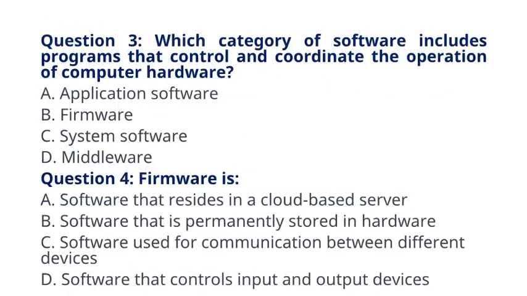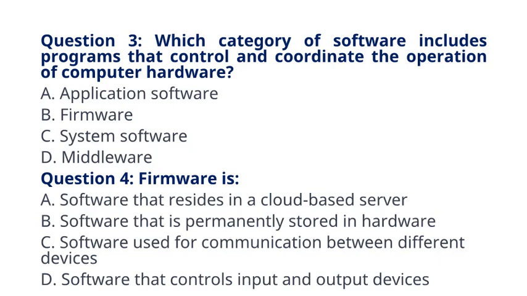Question 3. Which category of software includes programs that control and coordinate the operation of computer hardware? A. Application software. B. Firmware. C. System software. D. Middleware. The correct answer to question 3 is option C. System software. Explanation: system software includes programs that control and coordinate the operation of computer hardware, such as operating systems and device drivers.